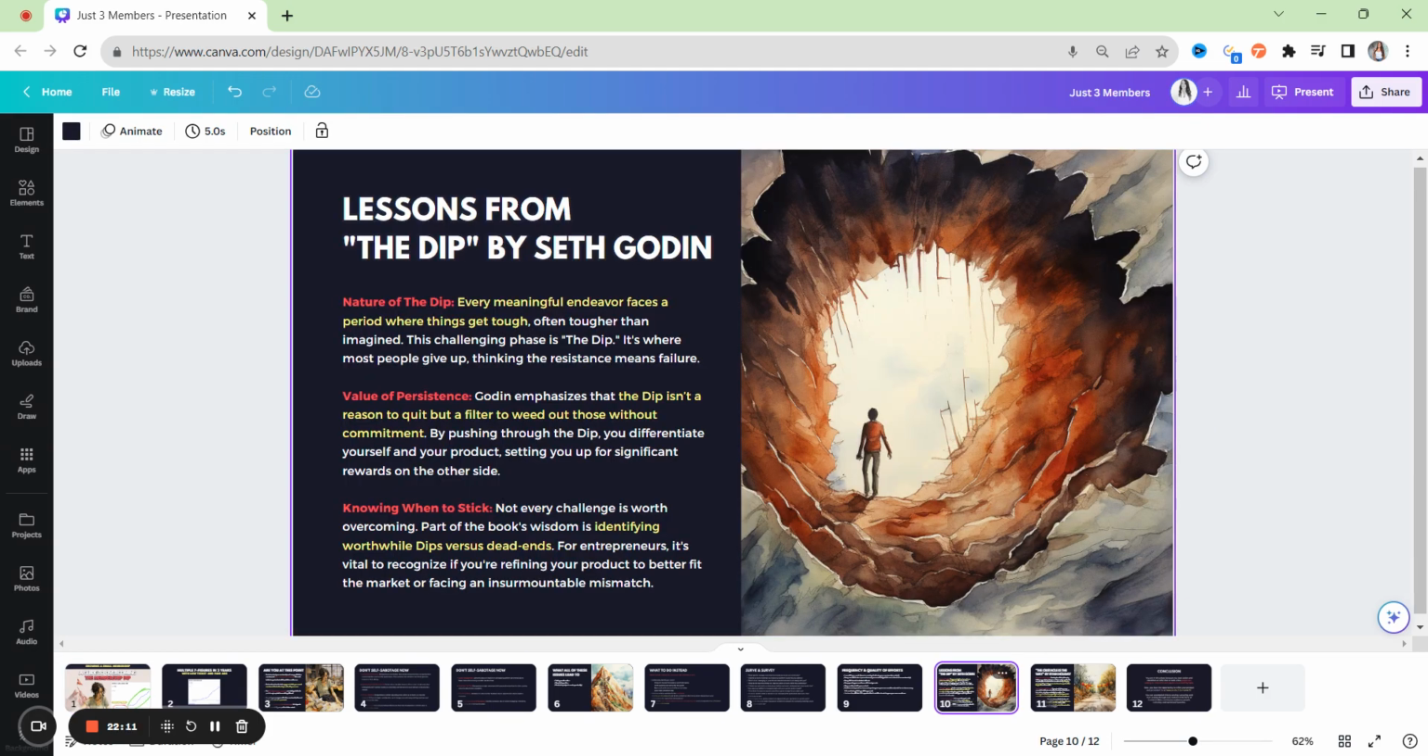Knowing when to stick and when to quit. Not every challenge is worth overcoming. Part of the book is the wisdom of identifying dips versus dead ends. So for entrepreneurs and for you as a membership owner, it's vital to know when it's worth refining your product towards product-market fit and when it is just a real mismatch, right?